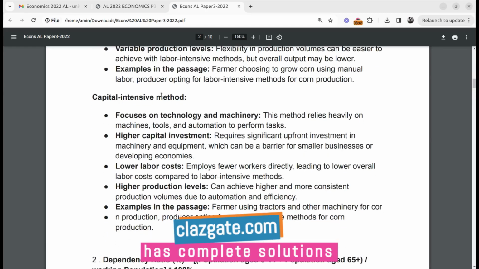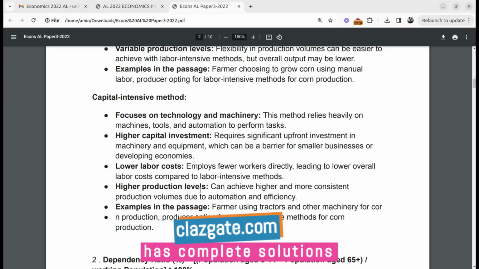Examples in the passage in question 1: a farmer choosing to grow corn using manual labor, a producer opting for labor-intensive methods for corn production. Now, capital intensive methods focus on technology and machinery. This method relies heavily on machines, tools, and automation to perform tasks. Higher capital investment: it requires significant upfront investment in machinery and equipment, which can be a barrier for smaller businesses or developing economies. It has lower labor cost. That is, it employs fewer workers directly, leading to lower overall labor costs compared to labor-intensive methods.